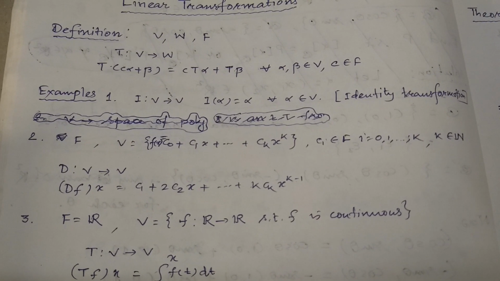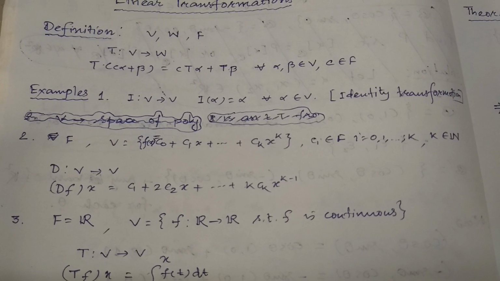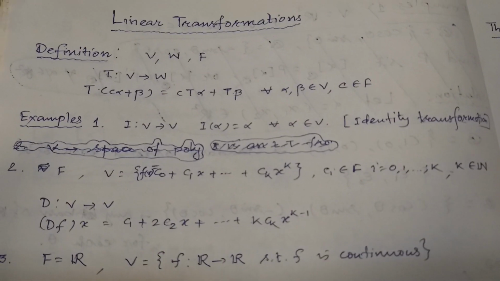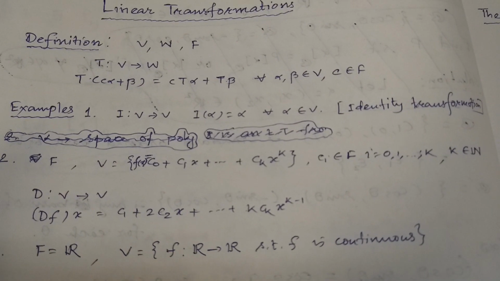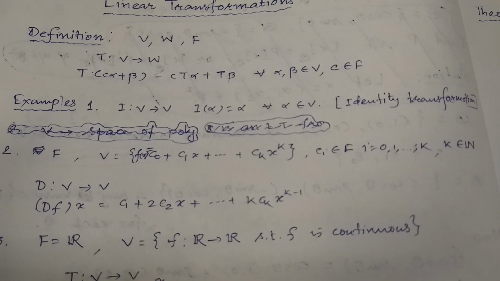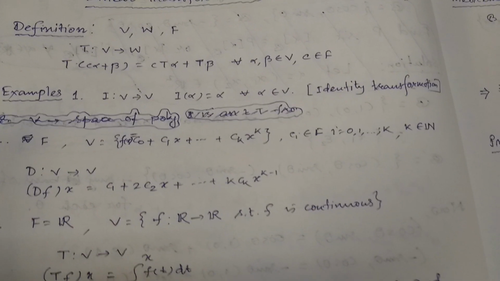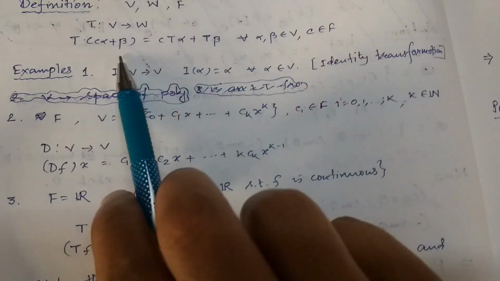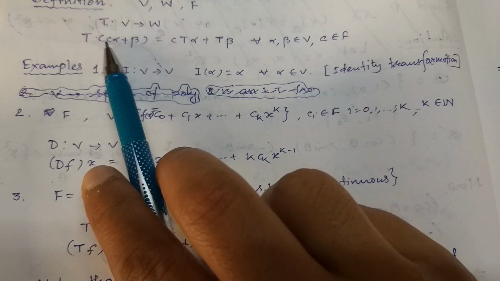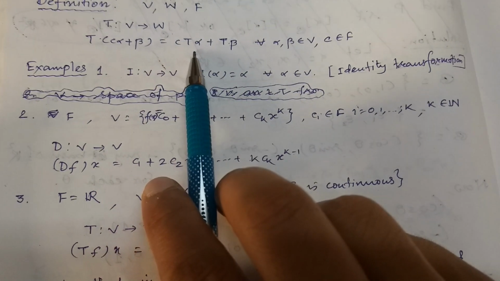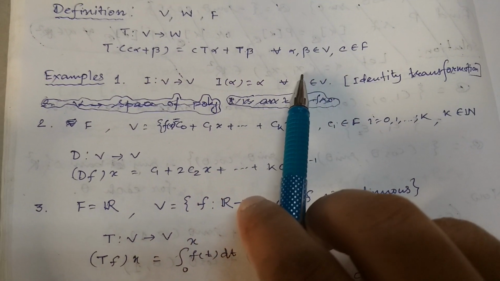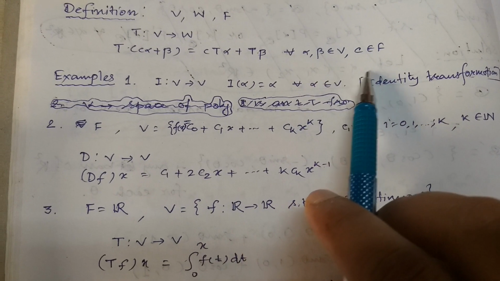So what is a linear transformation? Let V and W be two vector spaces over the same field F and T be a mapping from the vector space V to W. Then this mapping is called a linear transformation if T(cα + β) = cT(α) + T(β) for all α, β belonging to V and c belonging to F.